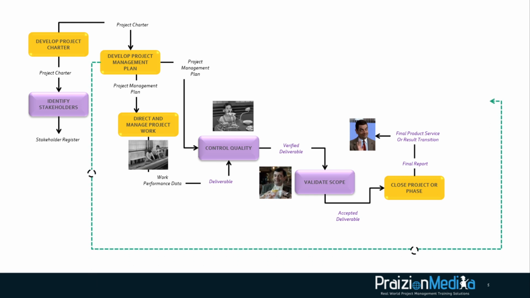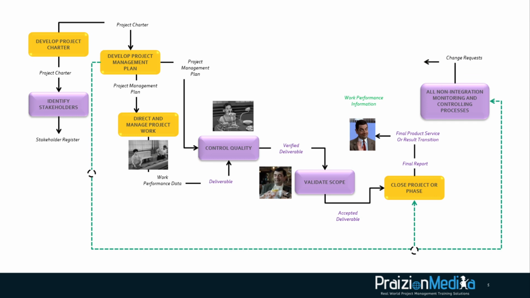But I really want to drive home the point that your project management plan goes to a number of places. Your project management plan goes to close project or phase. It also goes to all of those non-integration monitoring and controlling processes. And those in particular give you change requests. Those change requests could come from other places as well, but I really wanted to call out where the majority of them come from. These change requests then go to perform integrated change control, so the change control board can review them, or whoever is responsible will review them.